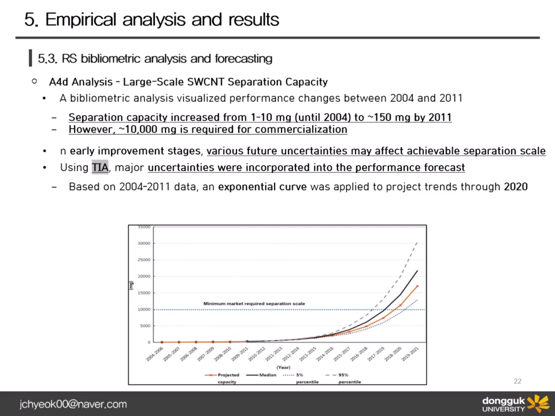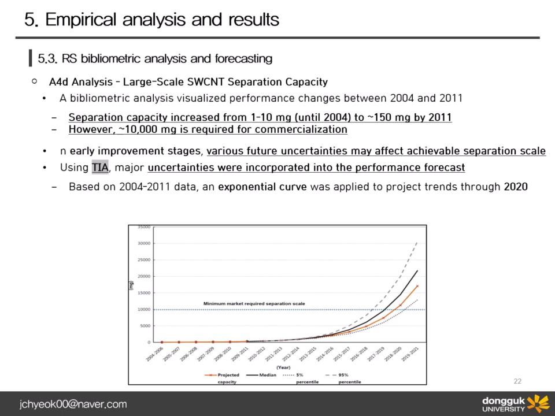A bibliometric analysis was used to visualize change in standard performance between 2004 and 2011. The results showed that until 2004, the separation capacity ranged between 1 mg and 10 mg, but it increased rapidly and reached approximately 150 mg by 2011. However, the minimum separation capacity required for commercialization is around 10,000 mg. In the early stage of performance improvement, various future uncertainties can affect the achievable separation scale.